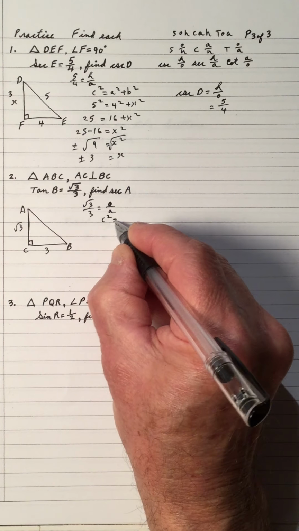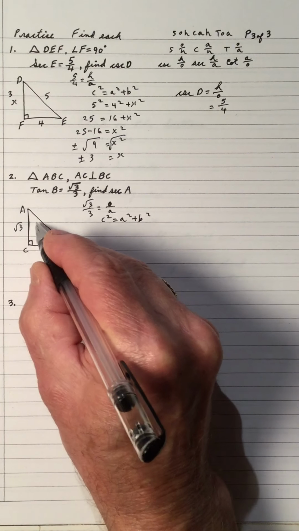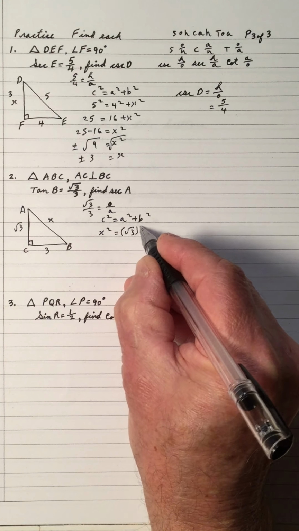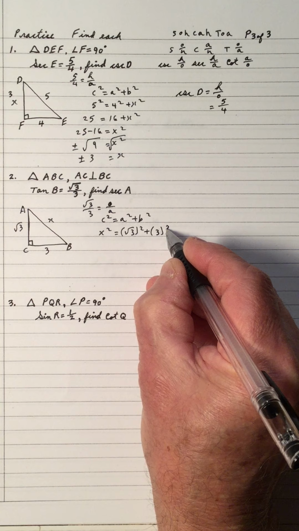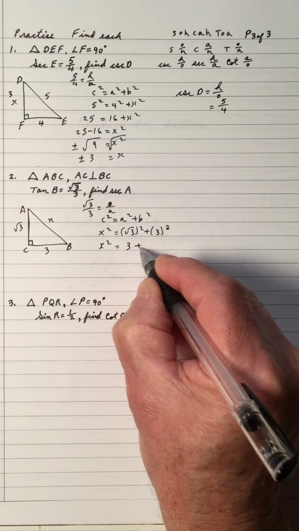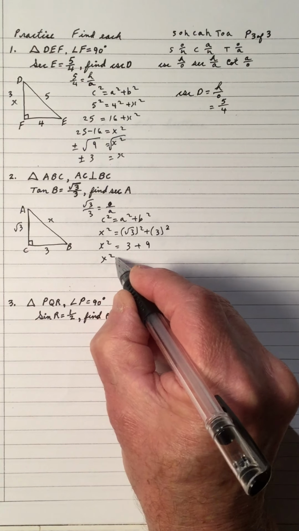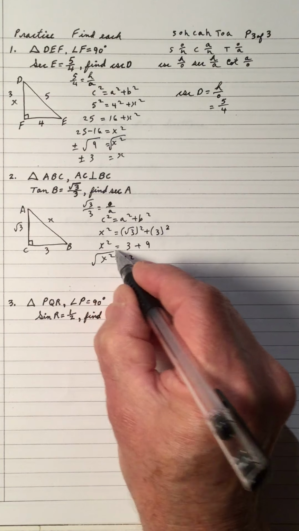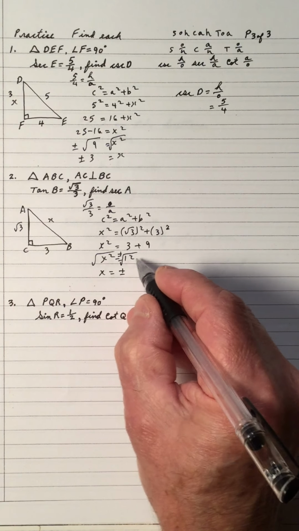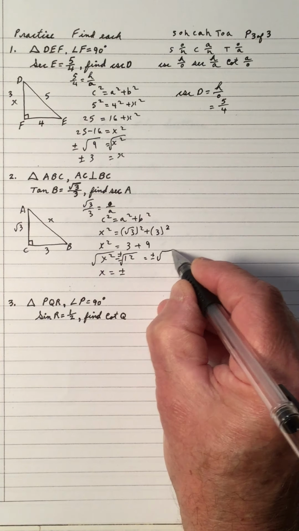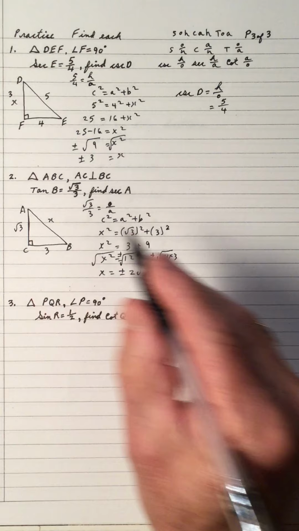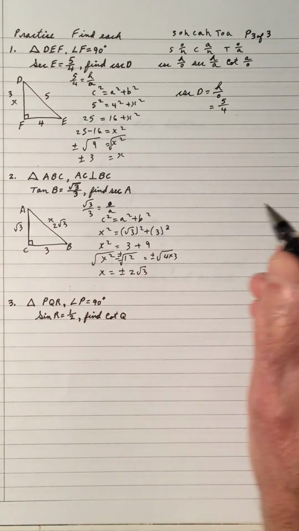So we have C squared is A squared plus B squared. We're looking for X, which is the hypotenuse. And we have root 3 being squared, 3 being squared. Root 3 squared is root 3 times root 3, which is 3. 3 times 3 is 9. X squared equals 12. And we'll do the square root of both sides, but we do plus minus. So x equals plus minus the square root of 12, and 12 is 4 times 3, so it's 2 root 3. And we can't have a negative side, so it's 2 root 3 for the hypotenuse.